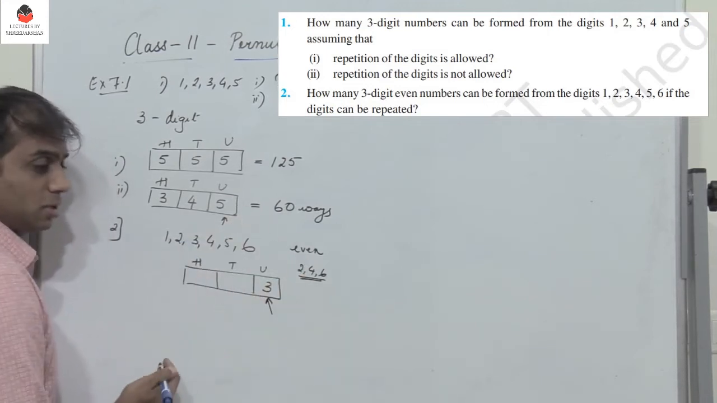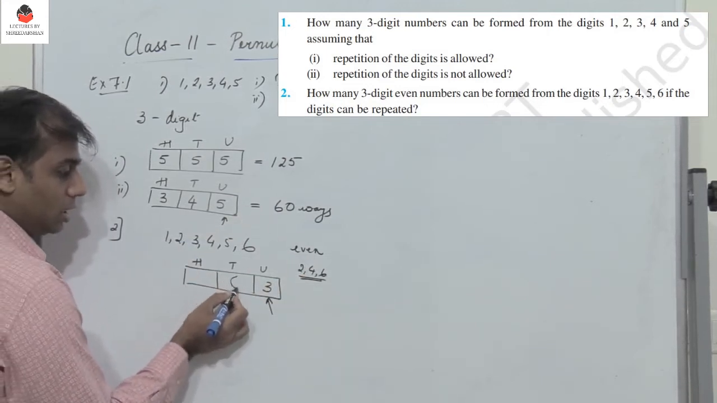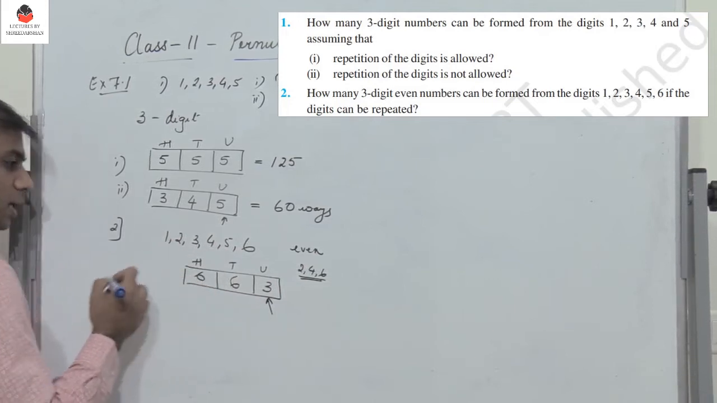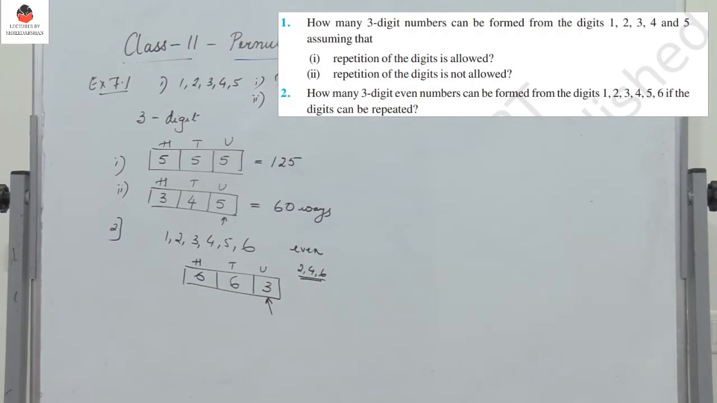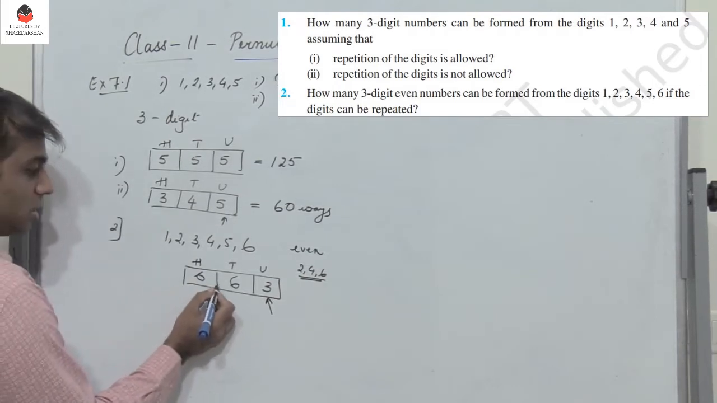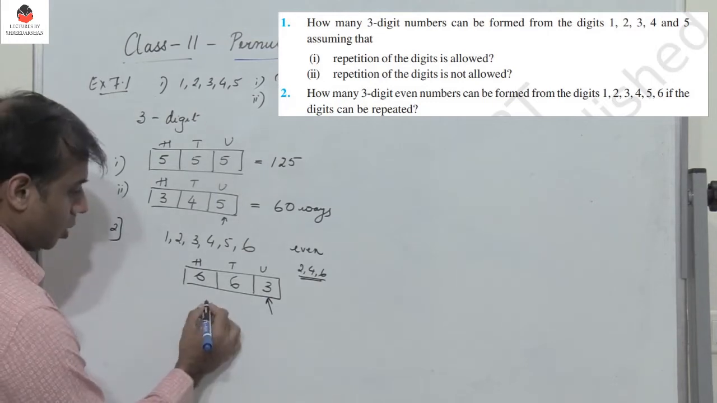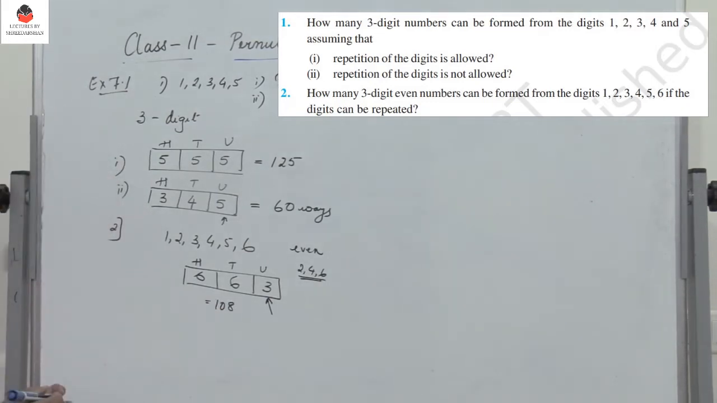Then since repetition is allowed, in the tens place, I can have any one of these 6 numbers, and again in the hundreds place, any one of the 6 numbers. So how many possible ways? It's 6 into 6 into 3, which is 108 ways. Again, a very simple problem.